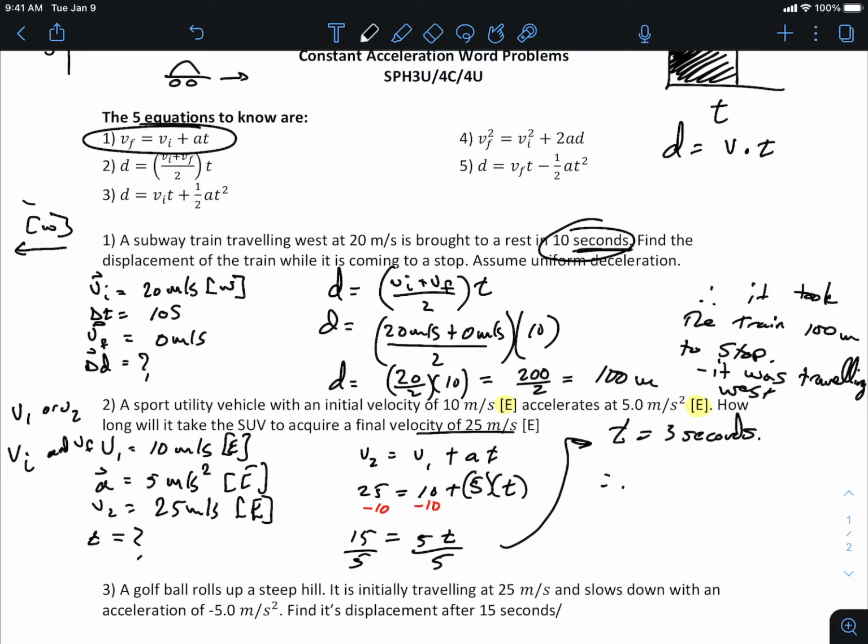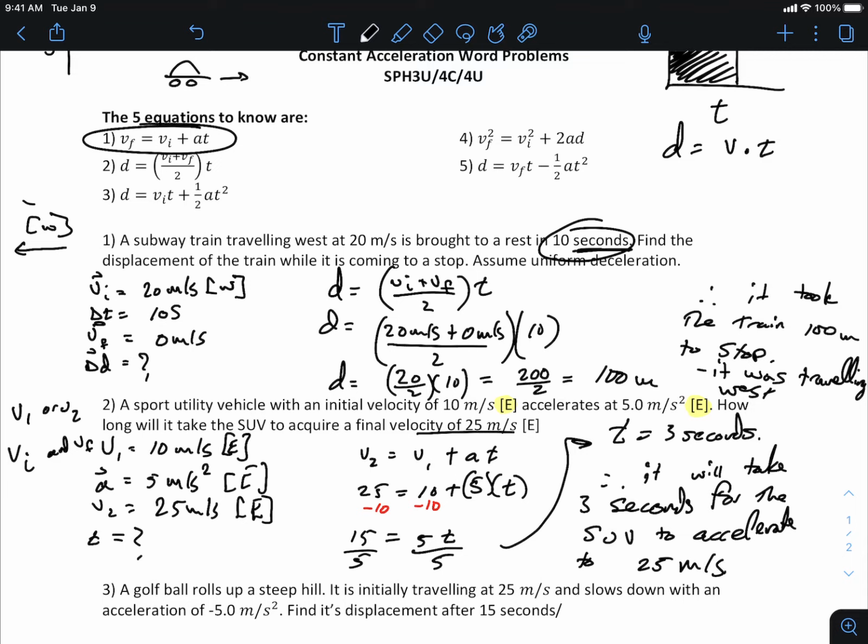So therefore, it will take 3 seconds for the vehicle. Any questions? Relatively straightforward.